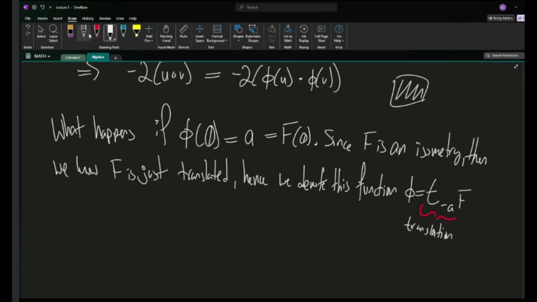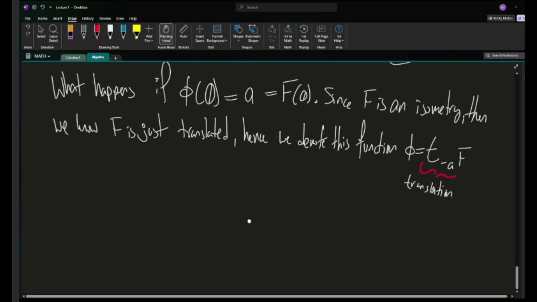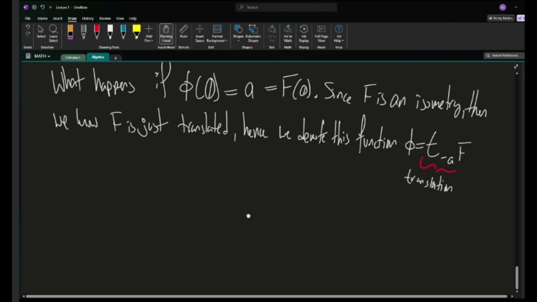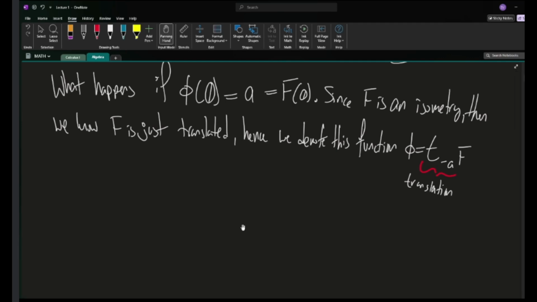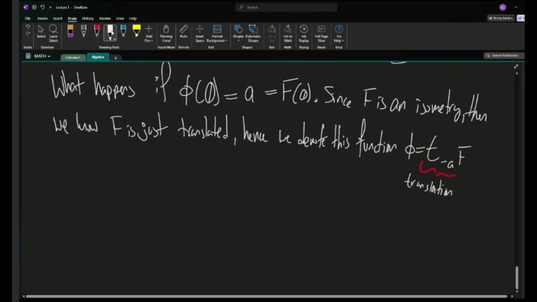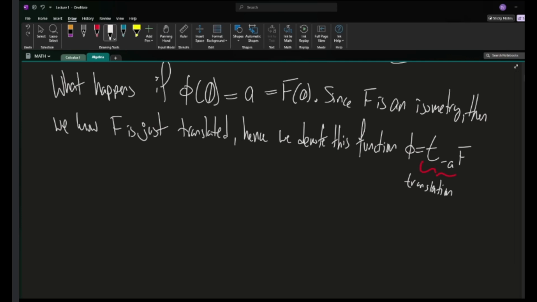Did I say translated? Oh, my bad. Oh, yes, translated as in it's literally just been moved. Does that clear things up? Sorry, can you repeat what are we doing here?